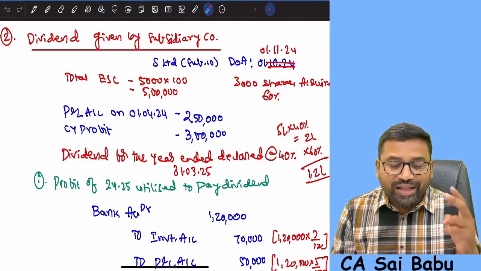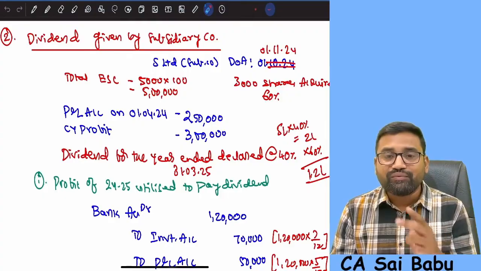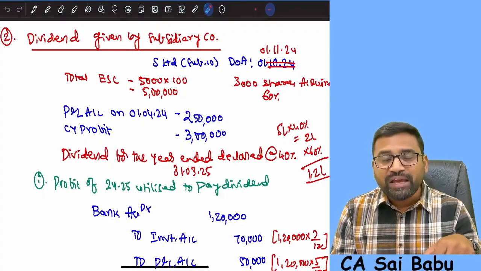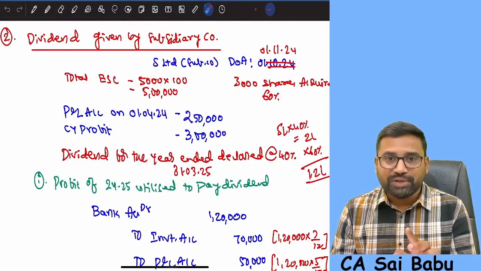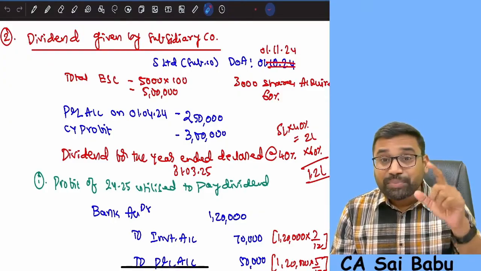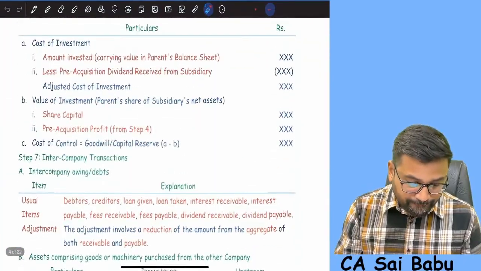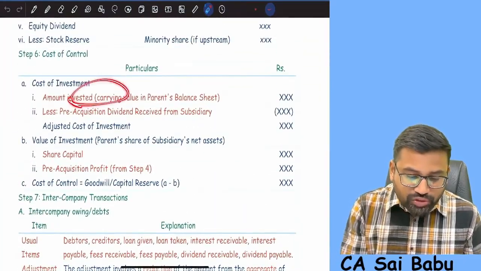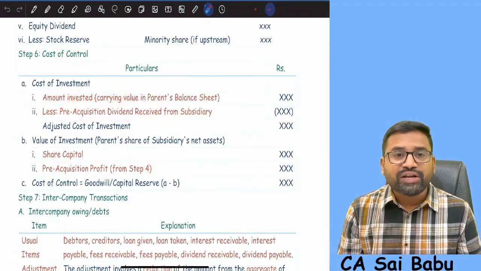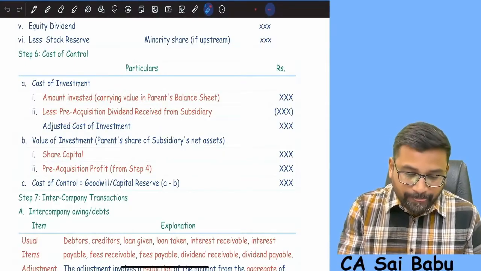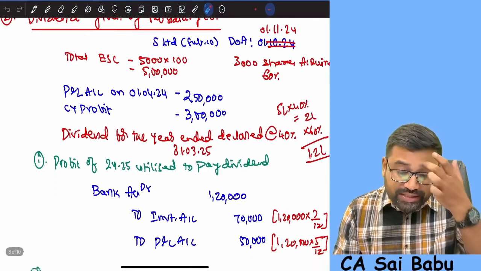Therefore, whenever any dividend is given by the subsidiary company, see which source the dividend came from, pre or post. If it is pre, adjust it to the cost of investment. That means step number 6, cost of control. When you are doing the cost of control step, from the amount of investment, whatever pre-acquisition dividend we received from the subsidiary company, we will adjust. Okay. Now see this. I have given one example also.